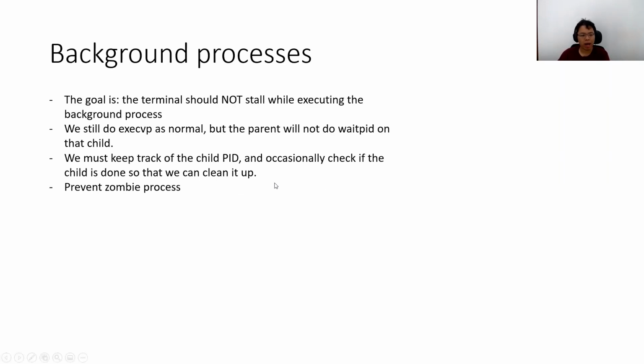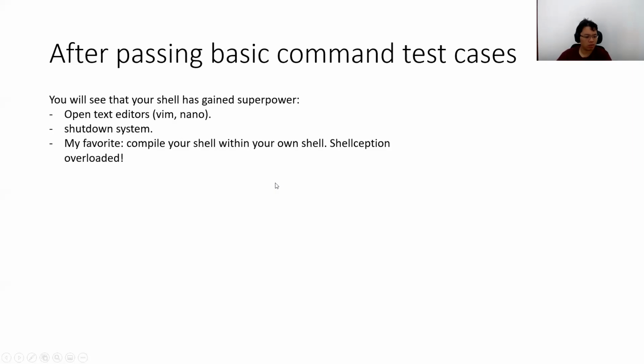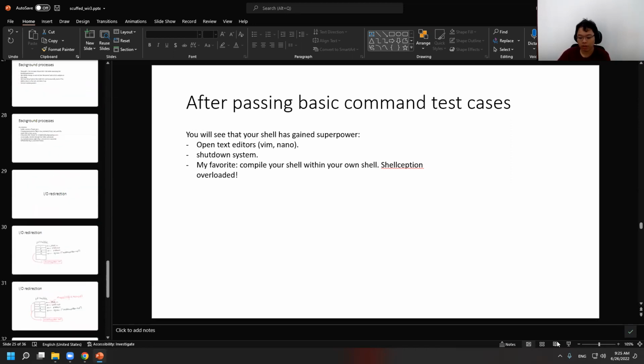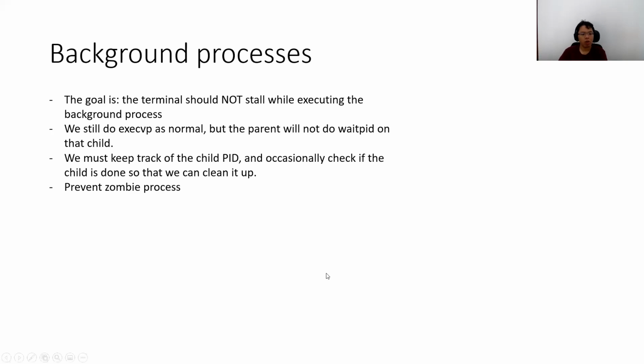And then let's talk about background processes. So I think it did background process, IO redirection, and then change directory. Okay, that's good. So once you got through the basic process, now you might want to do background processing. What does that mean? Well, the goal is the terminal should not stall while executing the background process. We'll still do execvp as normal, but the parent will not do waitpid on the child. We must keep track of the child PID and occasionally check if the child is done so that we can clean it up and prevent zombie processes.